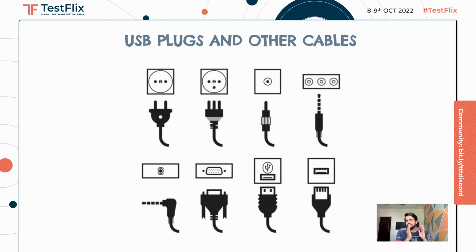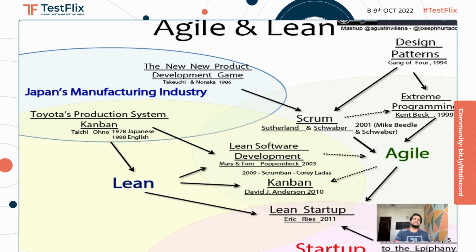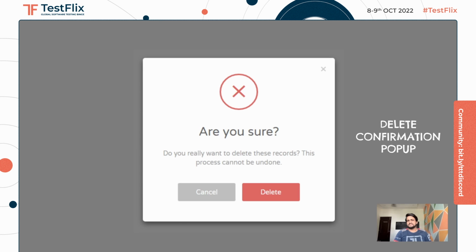Does mistake proofing apply only to manufacturing? No. Manufacturing has influenced many software development practices, processes, and ideas. Let's look at an example of Poka-yoke or error proofing in software. An excellent example of Poka-yoke in software design is a delete confirmation pop-up. This prevents you from deleting records or files because of a human error.